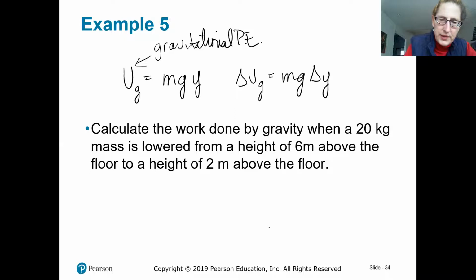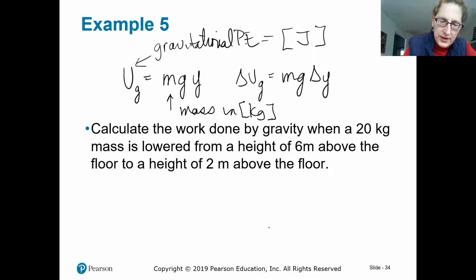In joules, all energies are in joules. That's the mass that's being moved around in kilograms. g is 9.8 newtons per kilogram, the strength of the gravitational field. And then y is the height, and that would be in meters.